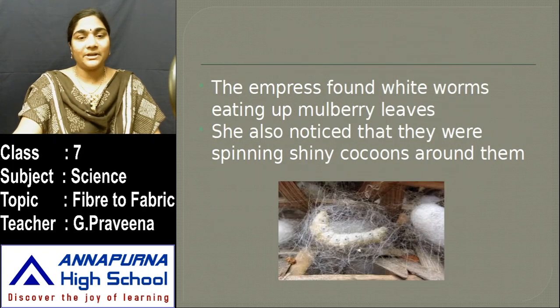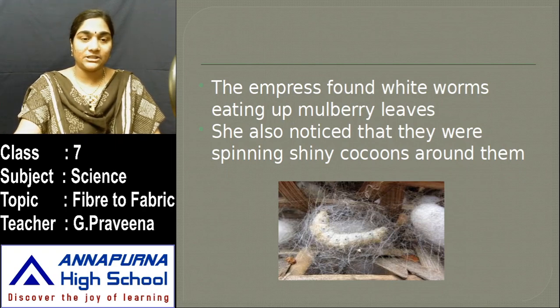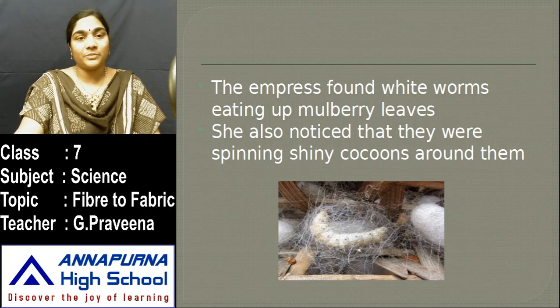The empress found that some white worms were eating up the mulberry leaves. As we have discussed in the earlier class, the silkworm feeds completely on mulberry leaves for the production of the cocoon. She also noticed that they were spinning shiny cocoons around themselves. In the picture you can see the silkworm spinning the cocoon around its body. This was noticed by the empress.